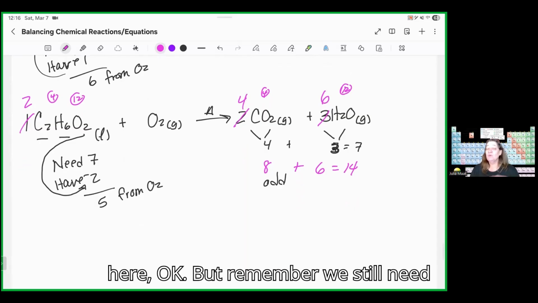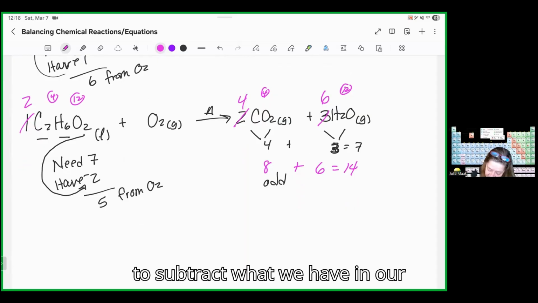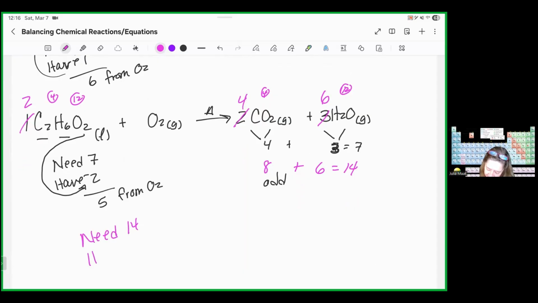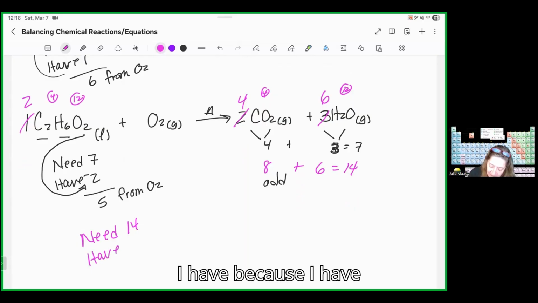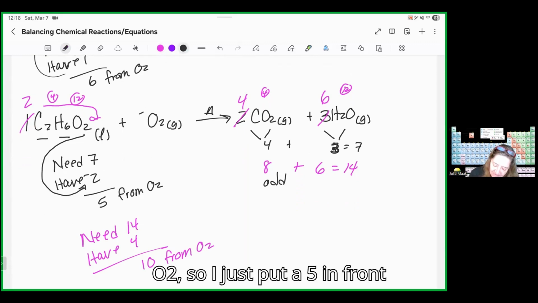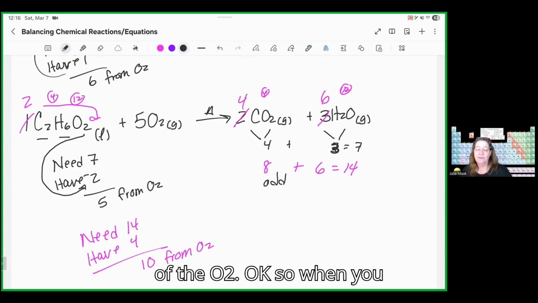Okay, but remember, we still need to subtract what we have in our compound. So I need now 14. I have, because I have 2 times 2, I have 4. So now I need 10 from my O2. So I just put a 5 in front of the O2.